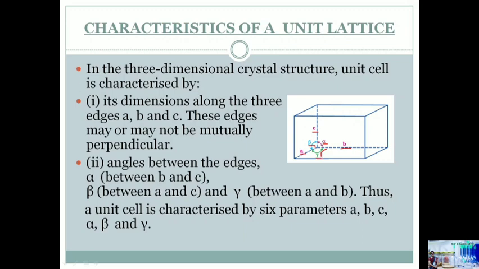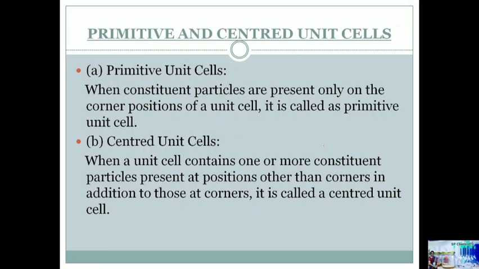So these are 6 parameters by which a unit lattice is characterized. So what are the parameters? 3 edges A, B, C and 3 angles. Angles, or you can say interfacial angles or axial angles, those are alpha, beta and gamma. So 6 parameters by which a unit lattice is characterized. Those parameters are A, B, C and angles alpha, beta and gamma.